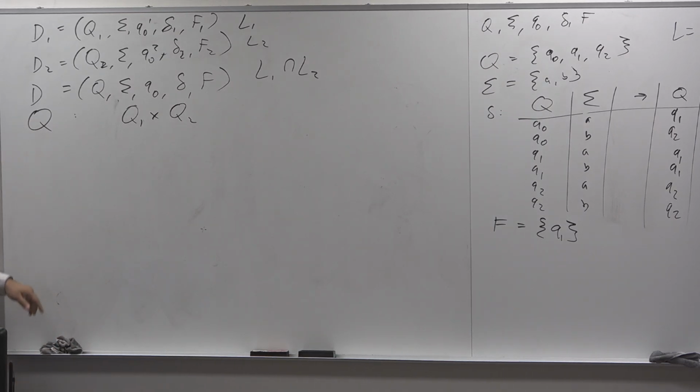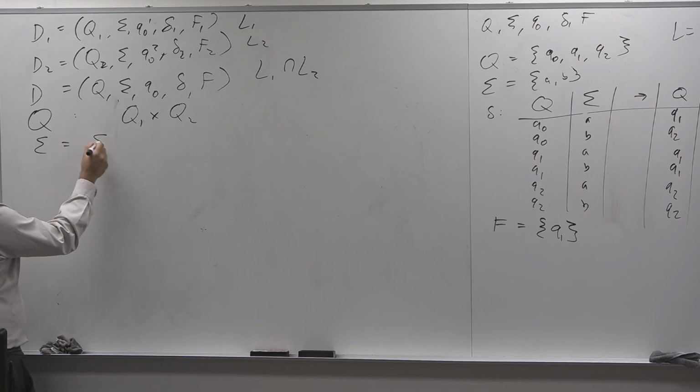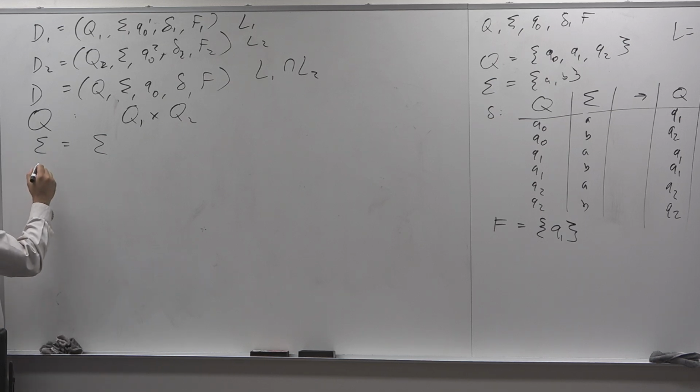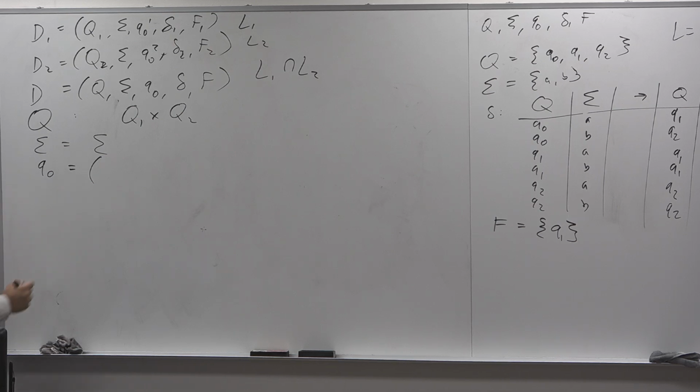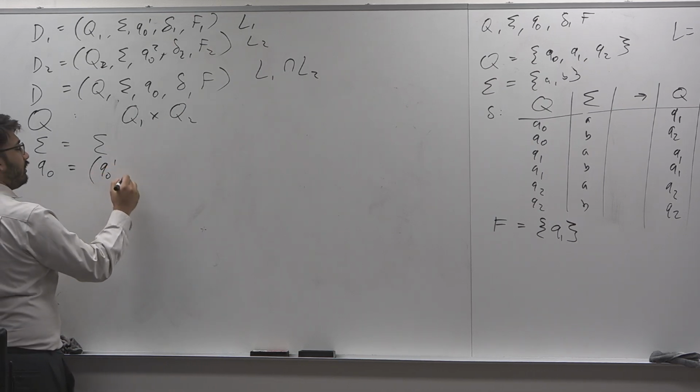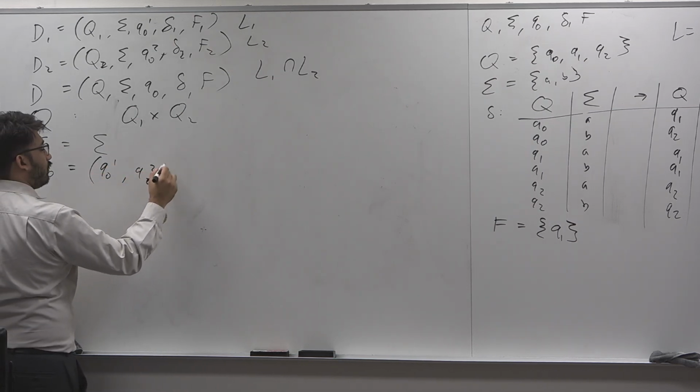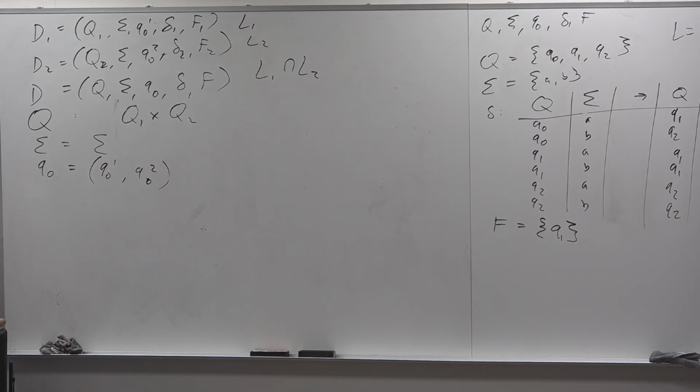So we make a new state in our DFA for every possible pair of states. Sigma is just sigma. That's nice and convenient. If it wasn't sigma, we could still do it, but it's going to look uglier, so let's just pretend it's nice. Q0 is going to be the start, corresponding to as if it started in both DFAs at the same start. It's going to be Q01 and Q02. Delta is going to be interesting.